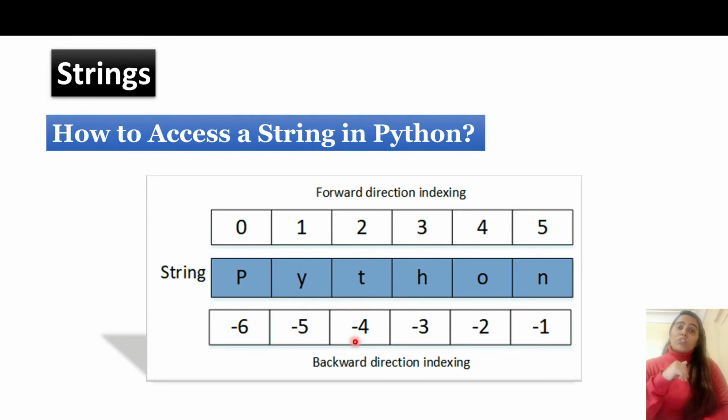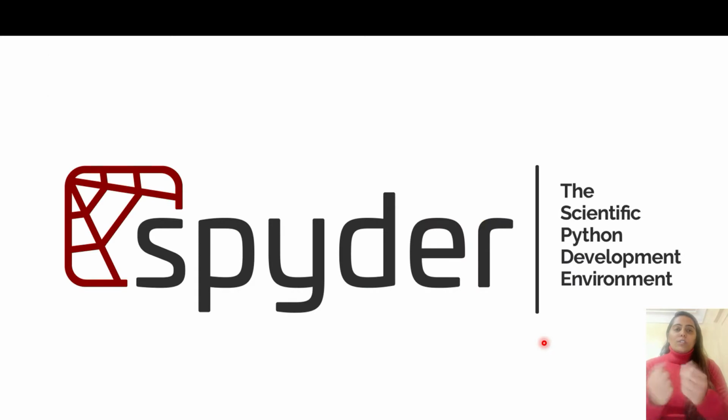But in Python, you can also use backward direction indexing. Backward direction indexing doesn't use 0. It just uses -1 till the length of the string. So it will take -6 as the index for P, -5 as the index for Y, and so on till we reach N, for which the index is -1. So let's code in our Spyder IDE.